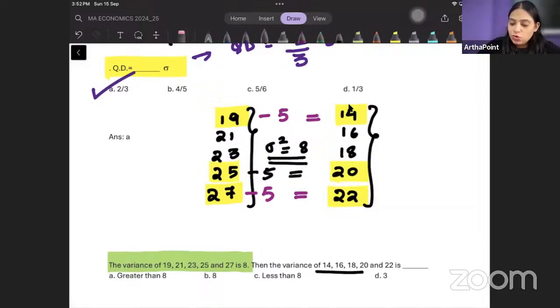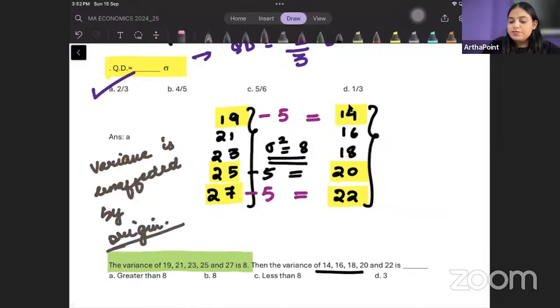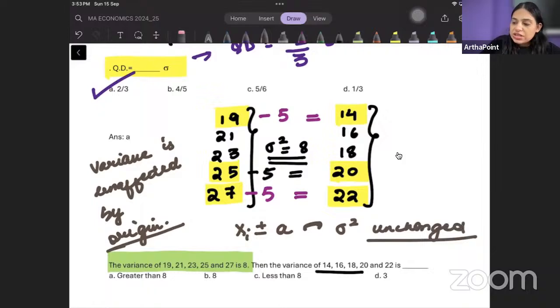Now we know a rule that variance is unaffected by origin. Variance is unaffected by origin. Unaffected by origin means that if we add or subtract anything to xi, then the variance will remain unchanged. So here I am subtracting 5 from each of the xi, but the variance will remain unchanged. So yes, you're right that the variance will remain 8.